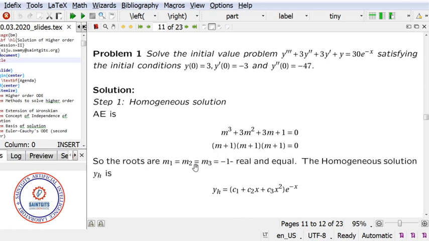Then the roots are m1 equal to minus 1, m2 again minus 1, m3 again minus 1. So m1 equal to m2 equal to m3 equal to minus 1. Look, all these roots are minus 1, real numbers but equal. So by rule, yh can be written as c1 into x raised to 0, that is c1 itself, plus c2 into x raised to 1 plus c3 into x square, into e raised to minus x. That is our homogeneous solution.